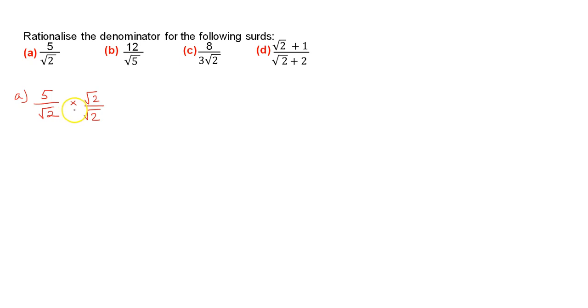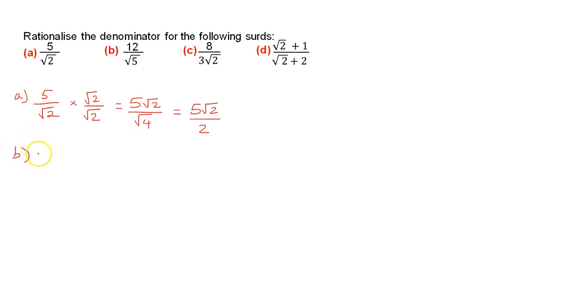Now, if we do this multiplication, when we multiply fractions, we just multiply across. 5 times root 2 gives us 5 root 2. And then root 2 times root 2 is root 4. Now, root 4 simplifies, so we get 5 root 2 over 2.